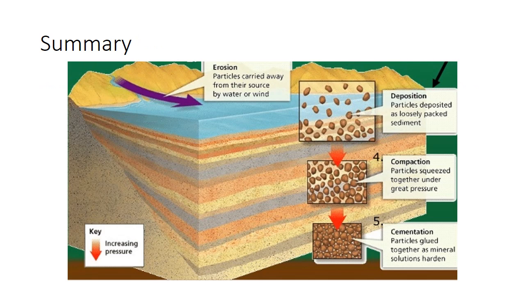Here is a summary of all the steps together. Erosion carries particles away from their source. Deposition drops the particles into layers of sediment. Compaction squeezes the particles together under great pressure. And finally, cementation glues together all the particles. And we get rock.